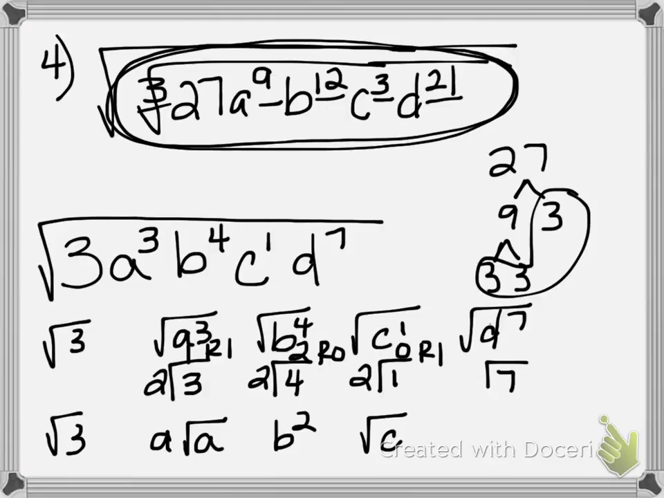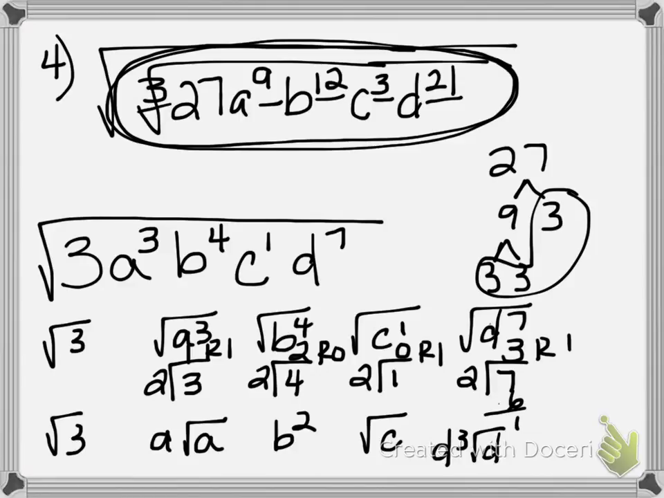And for d to the 7th, I'm going to do 7 divided by 2. I get 3 with a remainder of 1. So that means I'm going to have d to the 3rd square root of d. And so then for the final answer, I'm just going to join all of those together. And I'm going to go ahead and do that on the next page because I don't have enough room here.